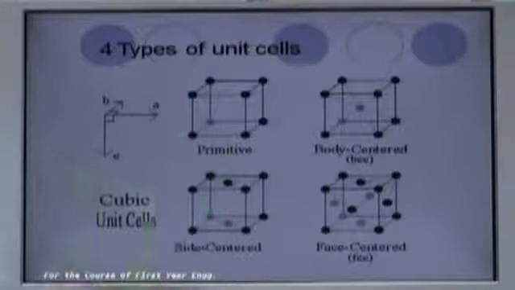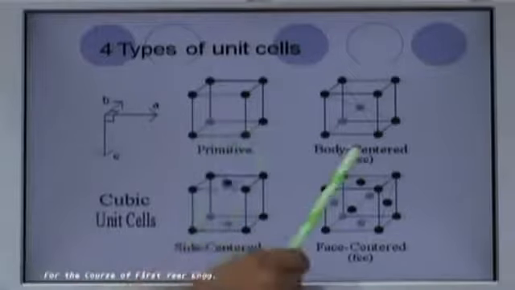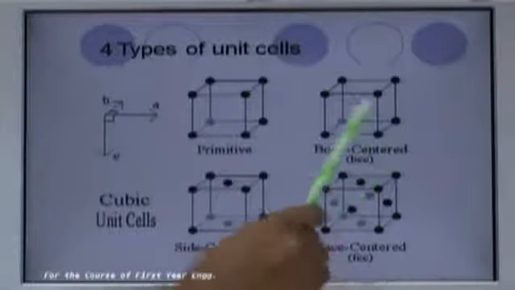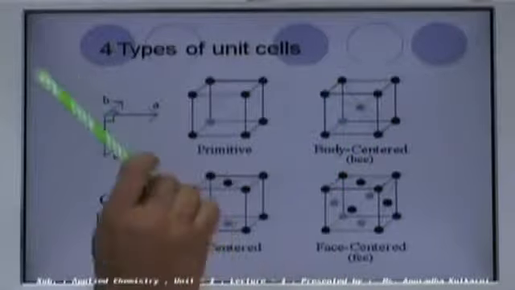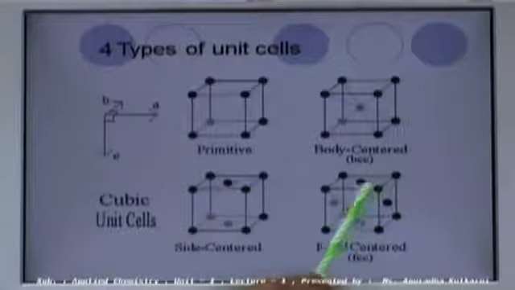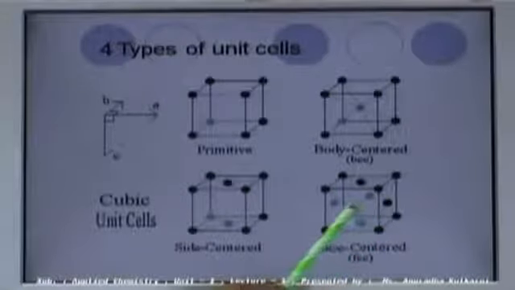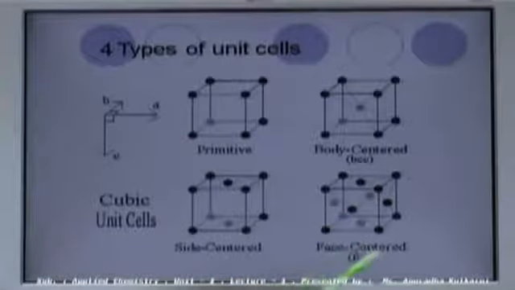Primitive, that is simple cube, means the positions of lattice points are at 8 corners of simple cube. Then next is body centered. The lattice points are situated at 8 corners of simple cube as well as at the center of this cube. Then further face centered, the lattice points are situated at 8 corners and as well as at the center of each face. That is the face centered.